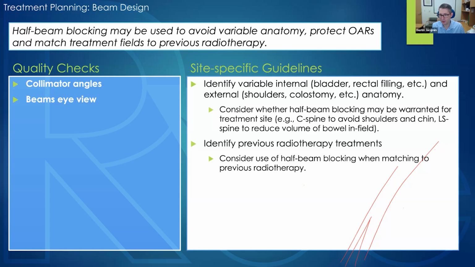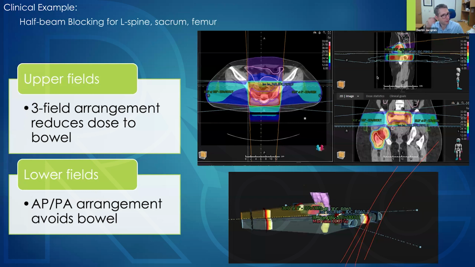So I'm going to show you a couple examples where this can be useful, but examples include things like treatment of the C-spine to avoid the shoulders. In the L-spine, if you're treating the L-spine, the S-spine, and the hip, you can use half beam blocking to optimize dose to the bowel. And of course, previous radiotherapy, if you're trying to match previous treatments, using half beam blocking is a really straightforward way to do that.